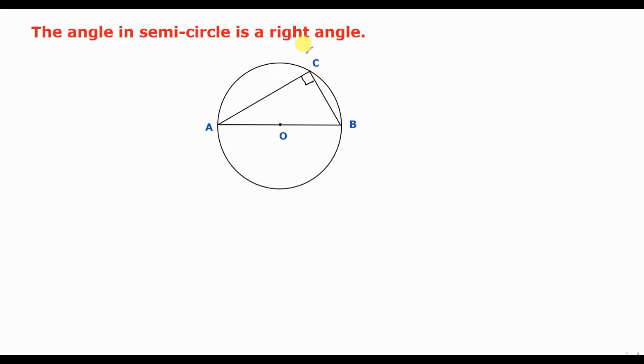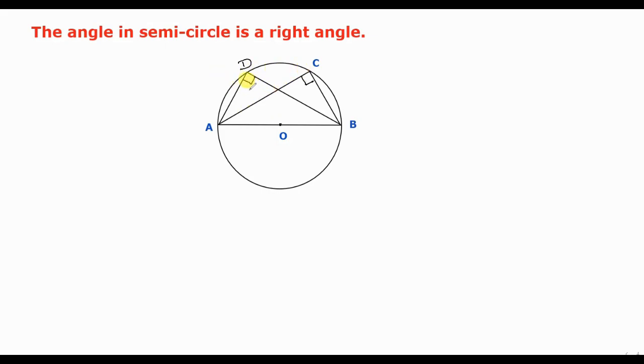Not only here, if you connect somewhere else, from here to here and from here to here, that angle will also be equal to 90 degrees. Let me mark this as D. So always remember, the angle in a semicircle will be 90 degrees.